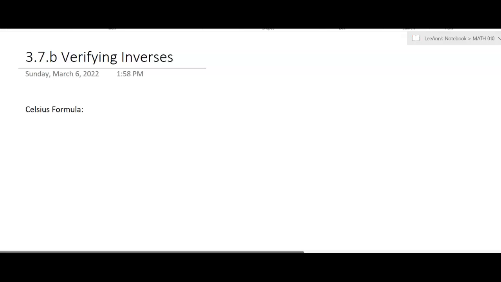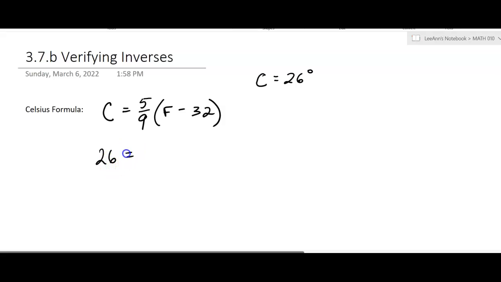Okay, so I just wanted to do a little more with that Celsius formula. The Celsius formula said C, the Celsius temperature, is going to equal 5/9 times Fahrenheit minus 32. So what if you said the Celsius temperature was 26 degrees? Okay, then you would put the 26 in here.